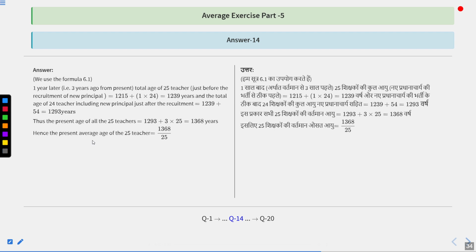So what will be the average? Average means the sum total of the ages of the teachers divided by the total number of teachers. So it will become 54 years, 18 upon 25 years. Clear? Next one.